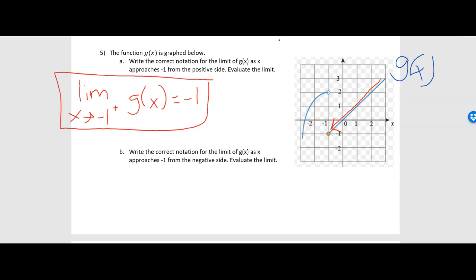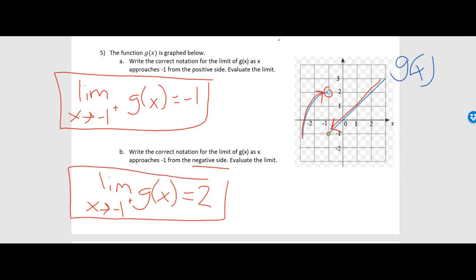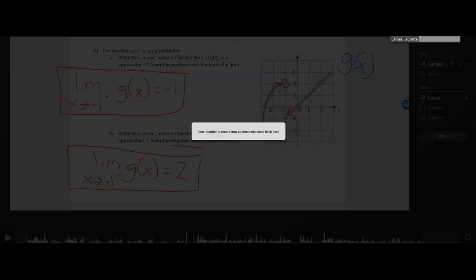And then number 2 just asks us for the other one-sided limit. So if we approach from the negative side or the left-hand side, we see that we are approaching +2. So the limit as x approaches -1, but from the positive side of g of x is equal to +2.